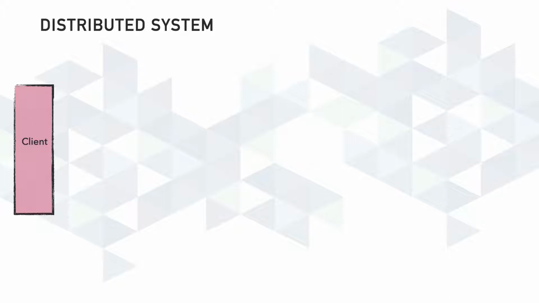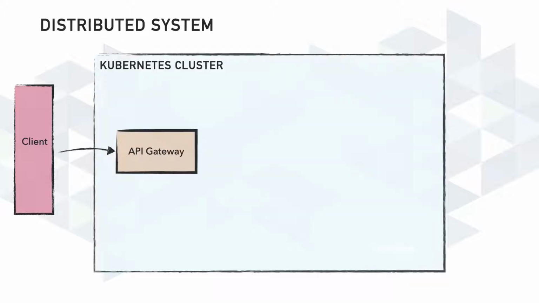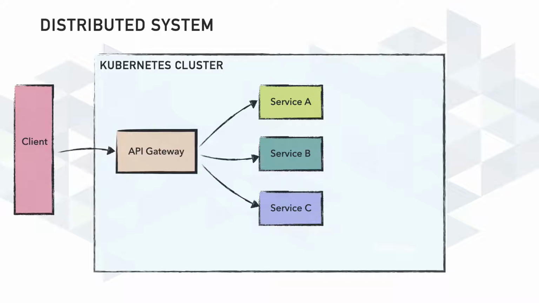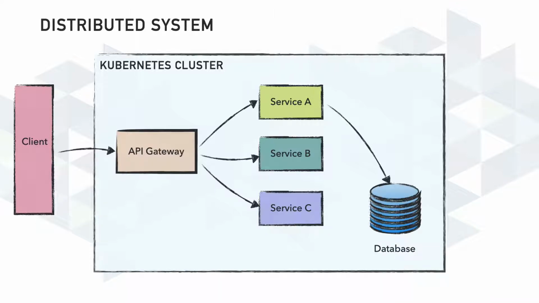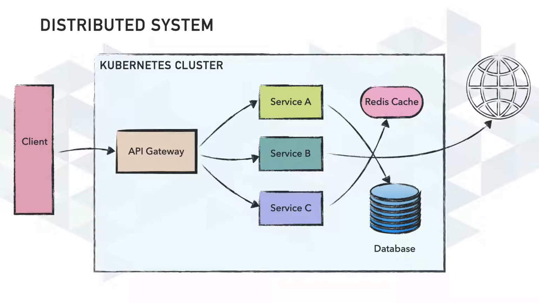You will have a client that talks to an API gateway which happens to live on a Kubernetes cluster. And when the request hits this API gateway, it's routed to one internal service. And any of these services might talk to a database or hit a Redis cache, or for that matter, talk to a third-party API over the internet. And this is all fine as long as it works.